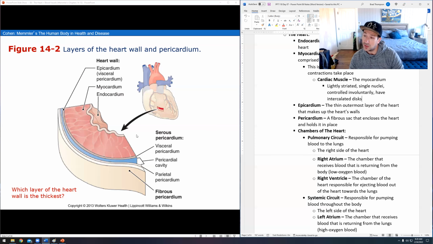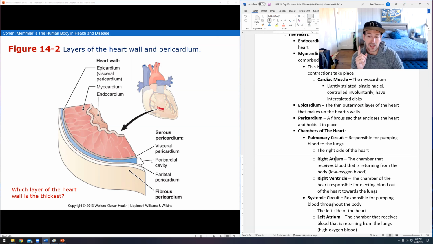So we've got the really smooth inner layer, we've got the thick muscular layer, and then we have the outermost layer of the heart called your epicardium. This is just the outer layer that encases the muscle, right? We need to have a layer that separates the muscle from anything else. And so we are going to see the epicardium there.